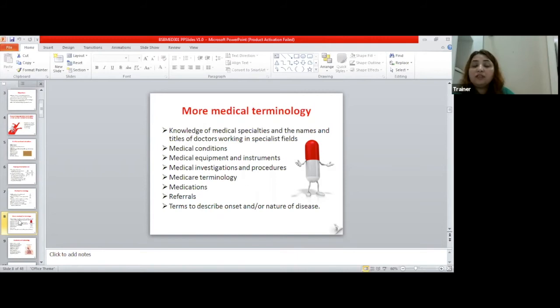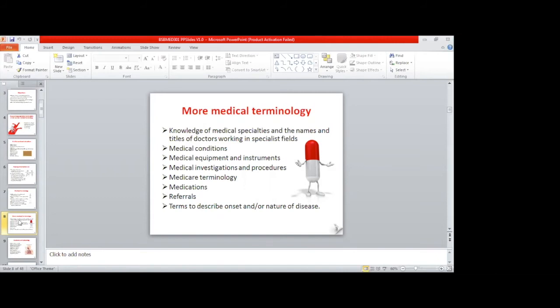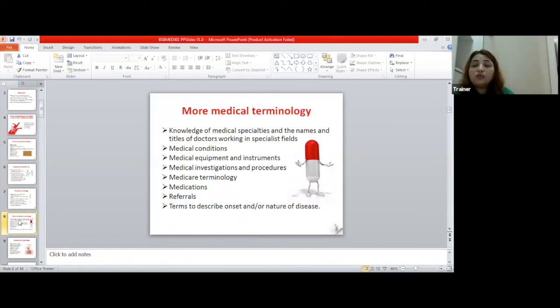If you hear the word stat, S-T-A-T, it means immediately. For example, if there's a phone call and the doctor says, bed number 7 needs a liter of normal saline stat, stat means immediately.